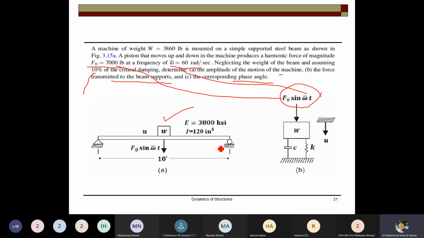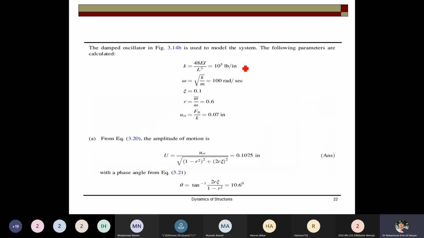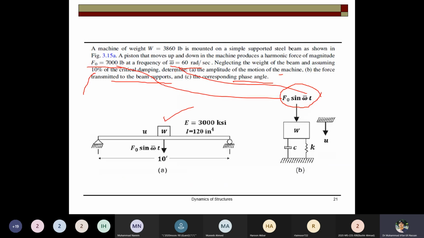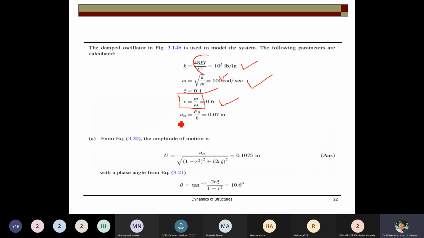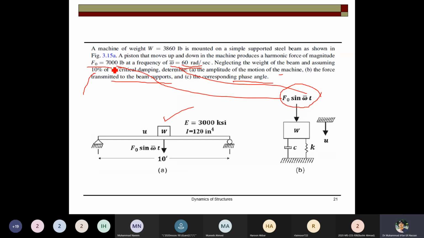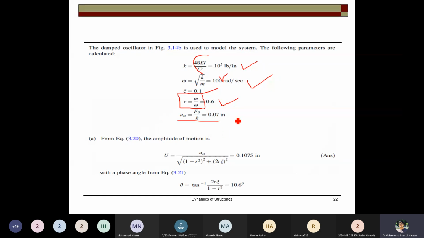तो इसमें आप निकालेंगे, पहले K निकाल लिया बीम का, for simply supported beam 48 EI. You get the omega value, the zeta value, then the frequency ratio. आप frequency ratio ले लें, omega bar over omega, machine frequency divided by the system frequency 100. Machine frequency क्या थी? Omega bar was 60. So 60 by 100 is 0.6. The static deflection क्या होती है? F naught over K. F naught जो मशीन की फोर्स है 7000, K उसकी स्टिफनेस है, K आपने निकाल ली है, so you get the UST.